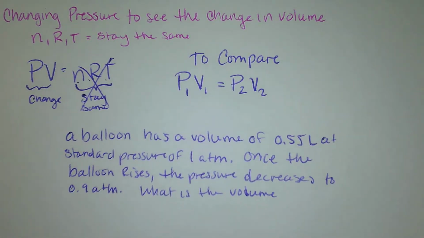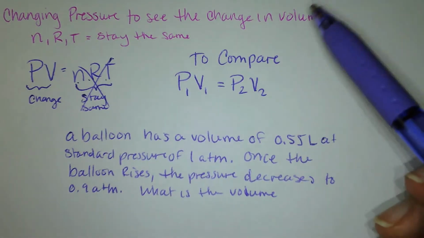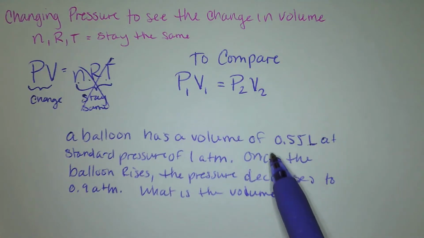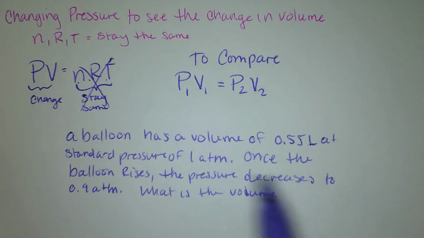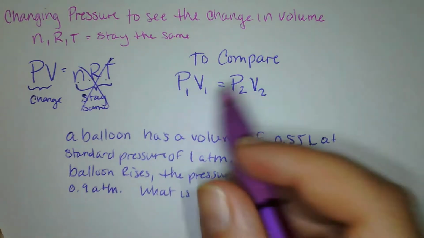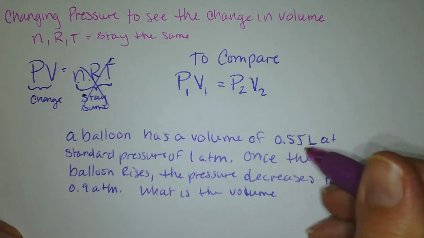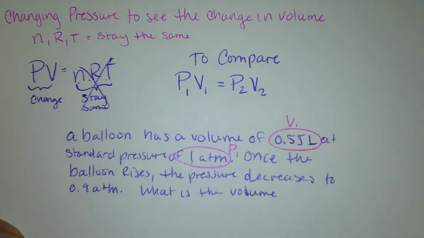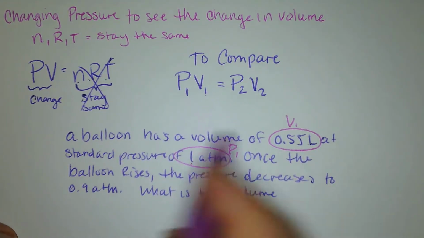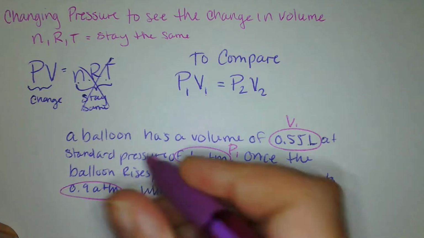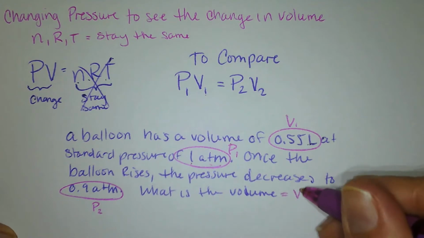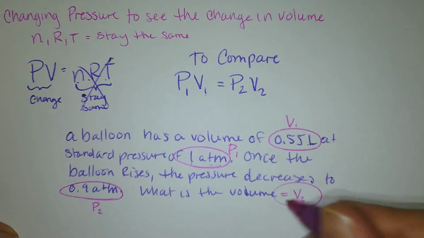So this is where we would be using a formula like this. We're given a volume and a pressure, then something's changing. The pressure changed, so how does that affect the volume? So you would label these. This is the starting, so P1, V1 is going to be the starting amounts. This is volume 1, and this is pressure 1. And then we have pressure 2, and what is the volume? This is our question mark. That's what we're going to solve for.